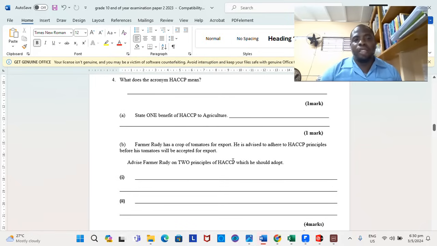Another principle is to have corrective actions. So what happens if the limits are not maintained? What happens if the water that you're using to wash the tomatoes was not of a certain standard, it's not of a certain quality? What is it that you're going to be doing to ensure, right? So corrective measures need to be in place.